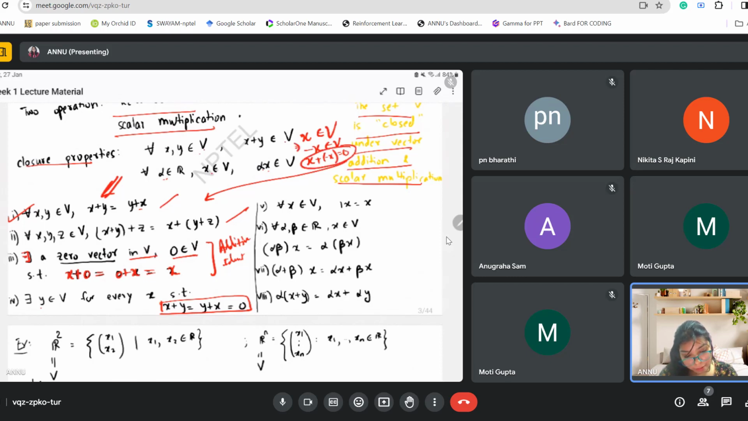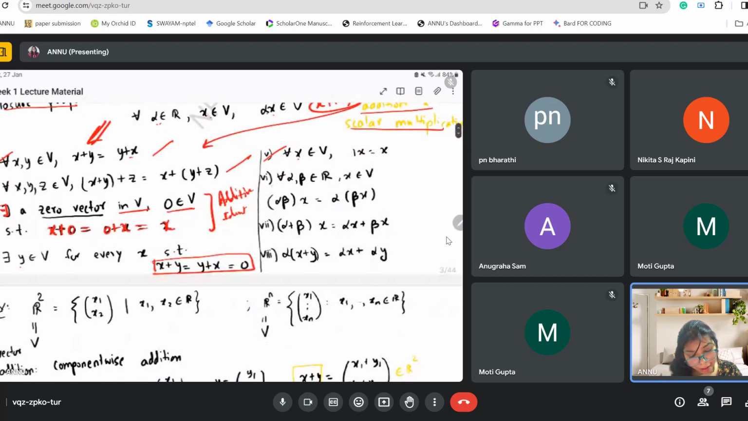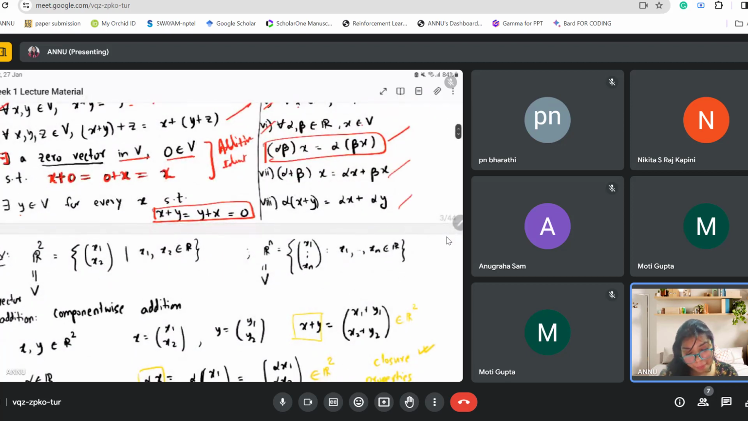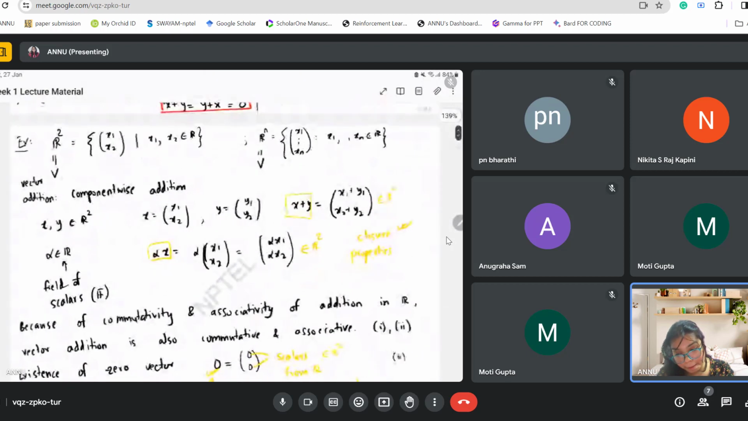Then the fifth property states that for all x belonging to V, 1 times x is equal to x. For all alpha, beta belonging to R and x belonging to V, this is the associative property. Again, commutative and associative property. Then we will see with the help of examples.